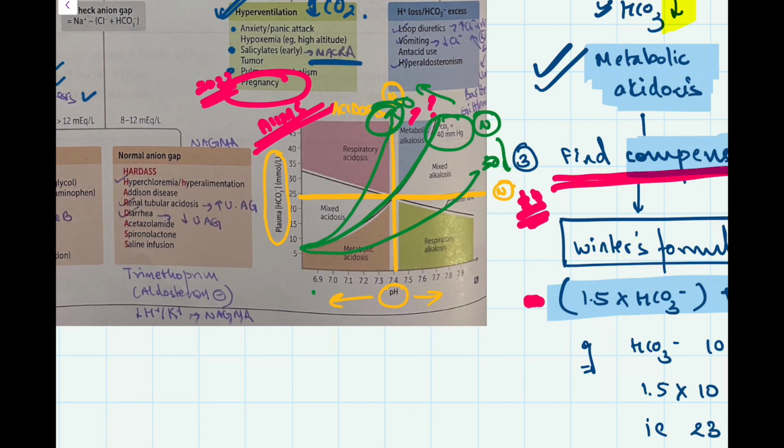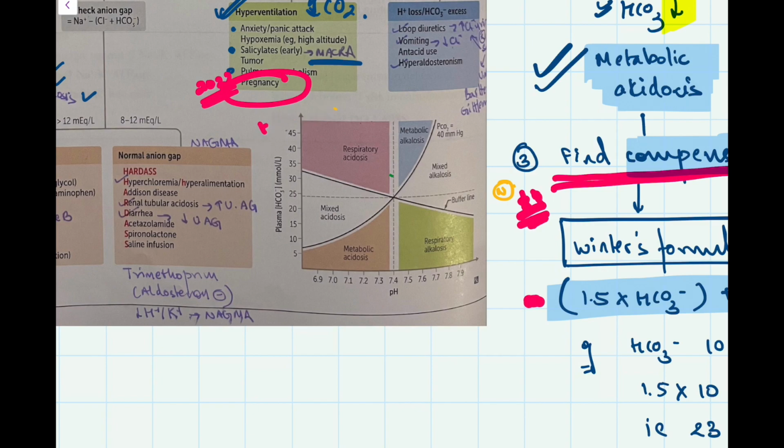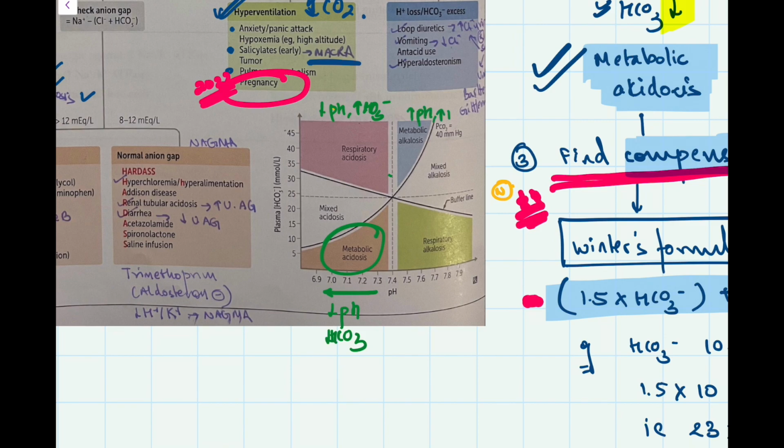So with a decreasing pH, if the bicarbonate is also decreasing, then it is metabolic acidosis. While with a decreasing pH, if the bicarbonate is increasing, it is usually respiratory acidosis, right? Low pH, low bicarbonate would be metabolic acidosis, while low pH, high bicarbonate and indeed high CO2 would be respiratory acidosis. Again, increased pH with increased bicarbonate would be metabolic alkalosis, while an increased pH with a decrease in bicarbonate and even a decrease in carbon dioxide would be a respiratory alkalosis. Anything in between would be a mixed disorder.